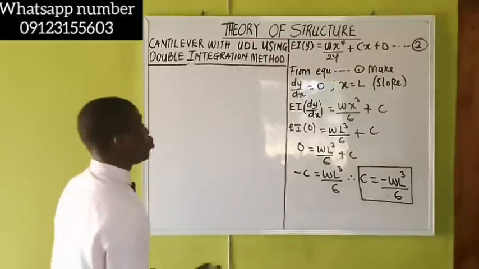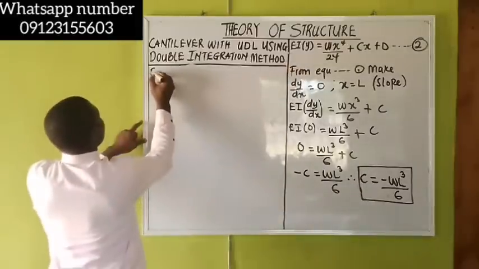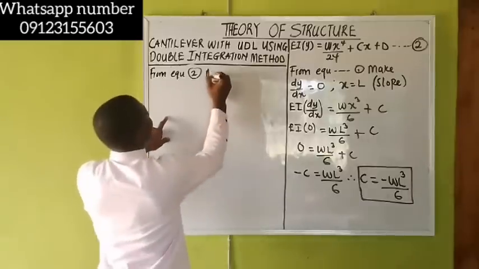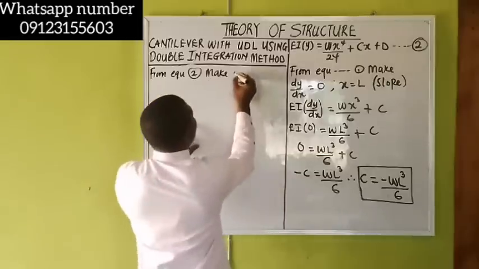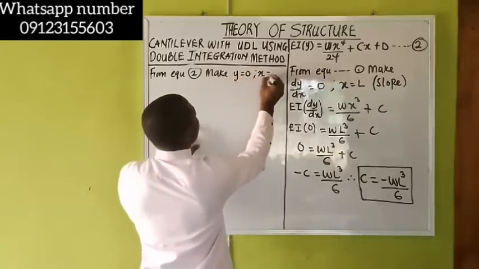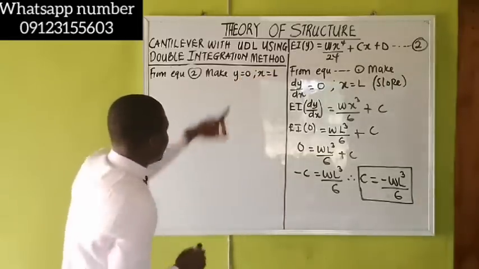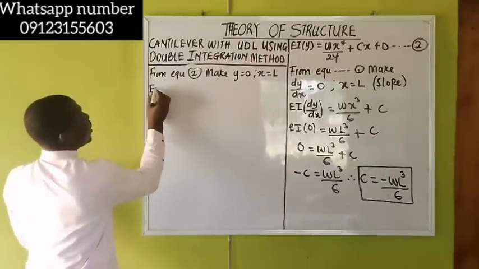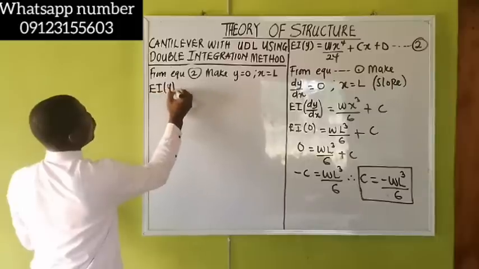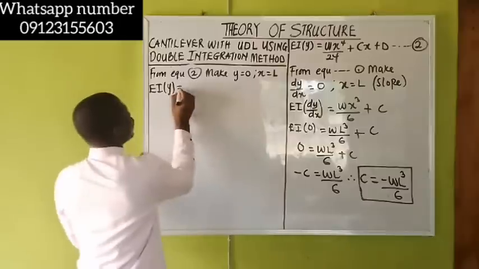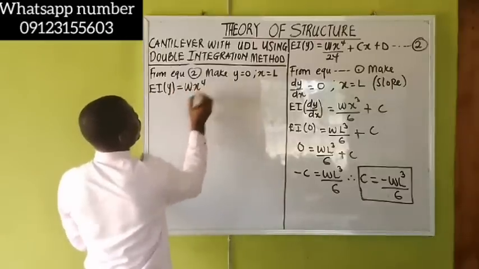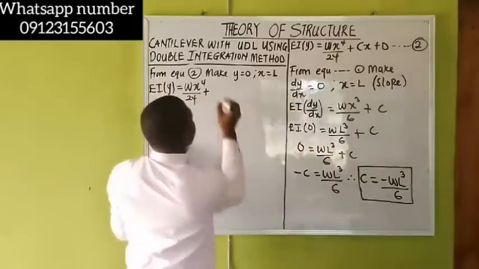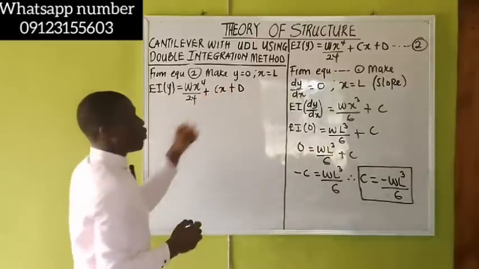If I pick out my equation 2, which is what? From equation 2, right? Make y to be 0, then x to be what? n also. Make y to be 0, x to be what? n. That's all. That becomes what? My equation 2 is what? EI into y is equal in value to wx to the power 4 over 24 plus cx plus d. This is my equation 2.